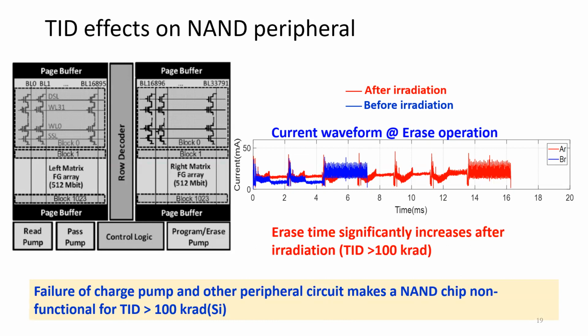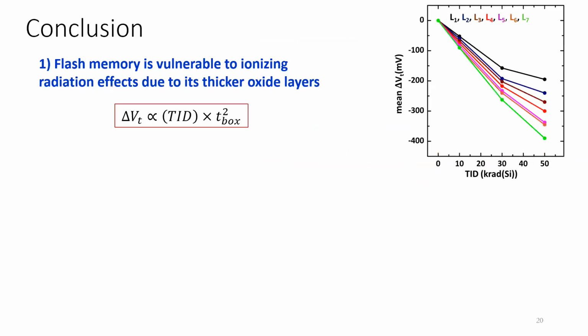That requires more research or a different process for how these chips are fabricated. So with that, I'd like to conclude. First, we have talked about flash as having a fundamental vulnerability to radiation, one fundamental reliability issue.